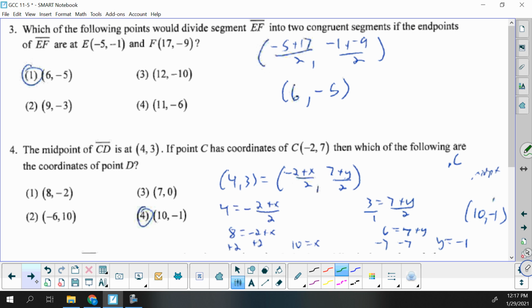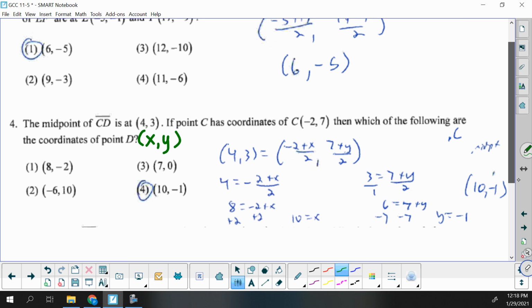This one gave us the midpoint and one of the endpoints. We don't know the other one, so call the other endpoint x, y. So we would add our x's, negative 2 and x, and divide by 2. Add your y's, 7 and y, and divide by 2. And we know that should equal 4, 3, which was the midpoint.